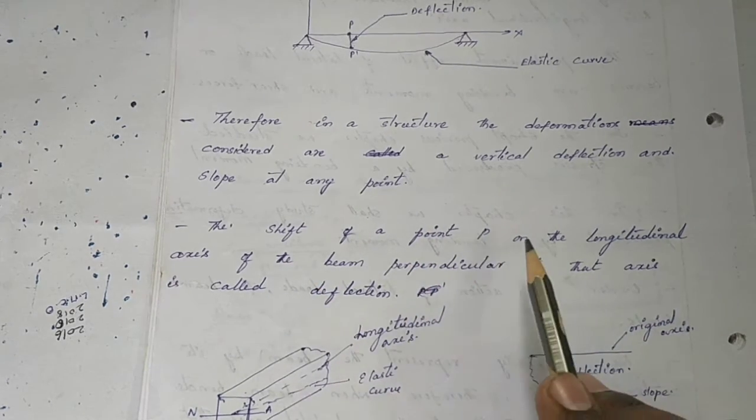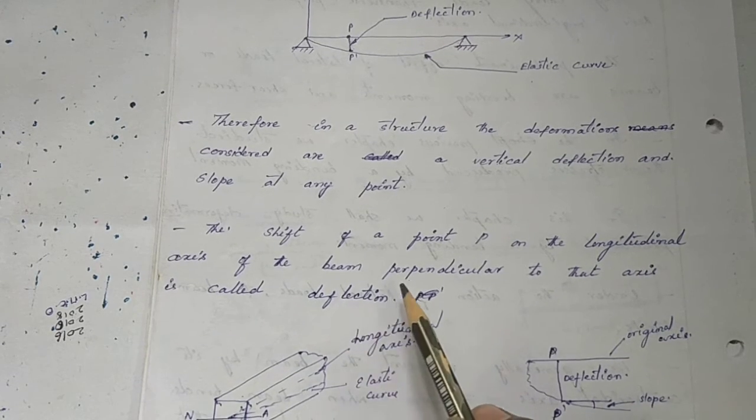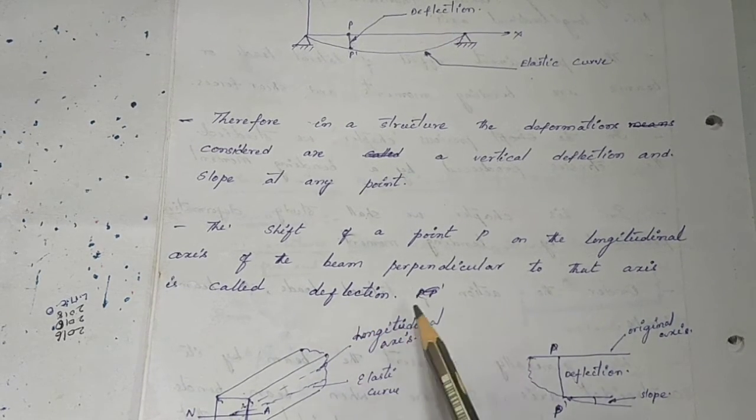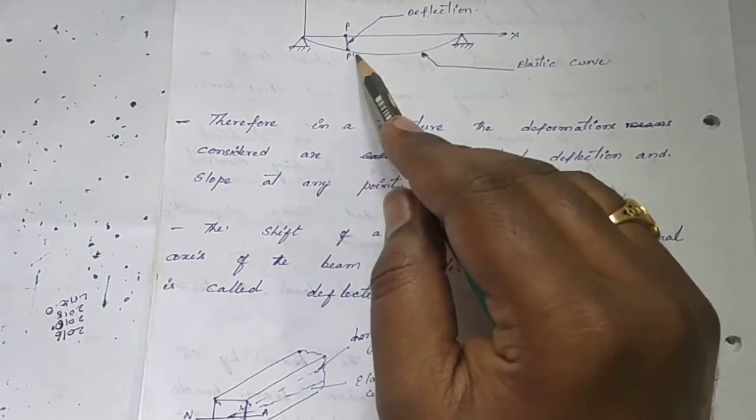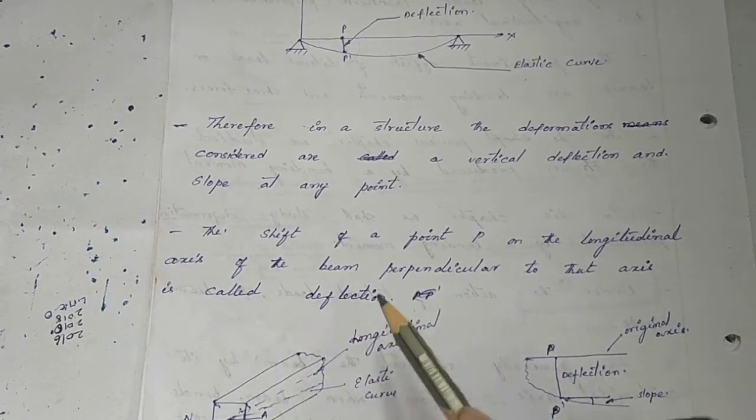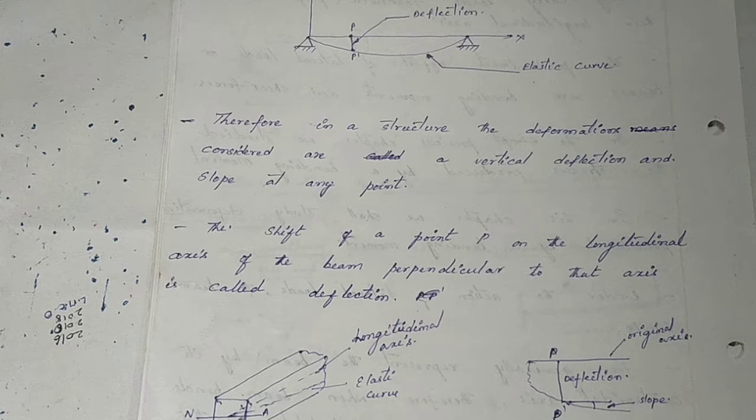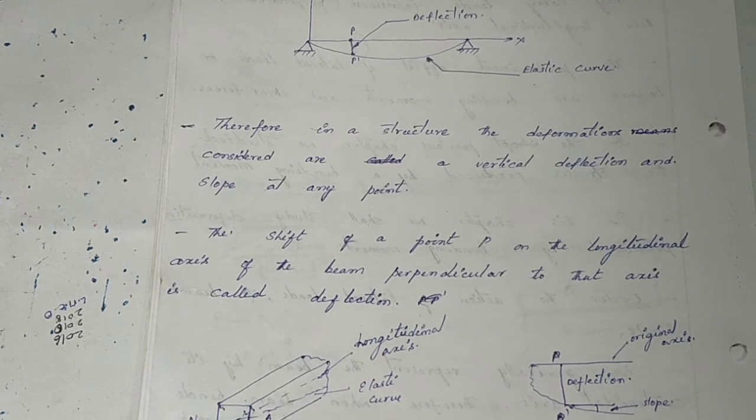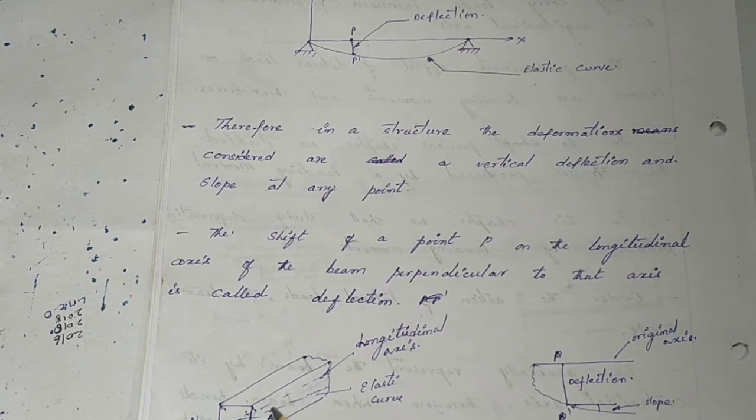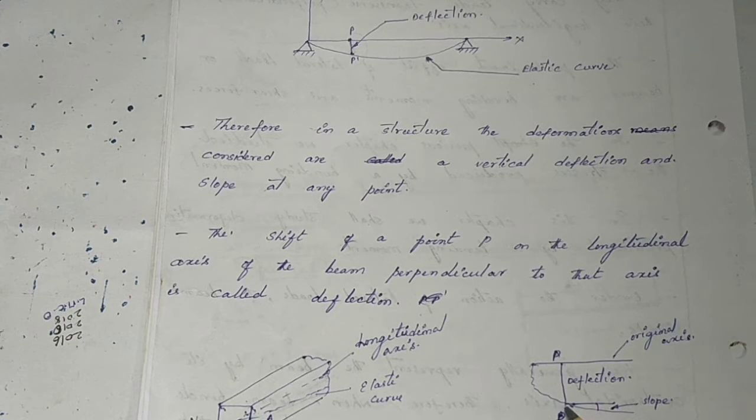The shift of a point P on the longitudinal axis of the beam, perpendicular to that axis, is called the deflection. This one is the perpendicular distance to that axis, to the curvature. It is the cross section of the beam in 3-dimensional. It is the neutral axis. From this point to this point, you consider one longitudinal axis. It is parallel to the top and bottom surface. Due to the application of bending moment, it is deflected. The deflected curve is known as the elastic curve. From this point to this point, P to P dash, is known as deflection.